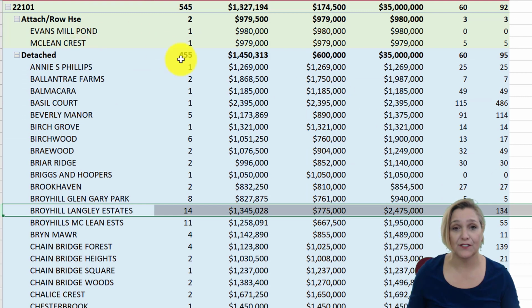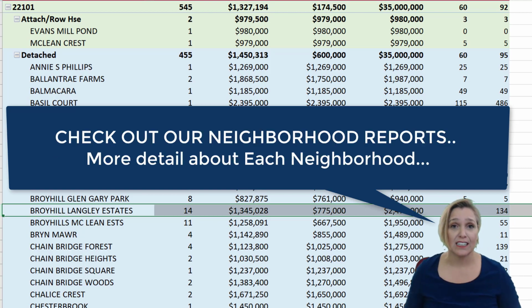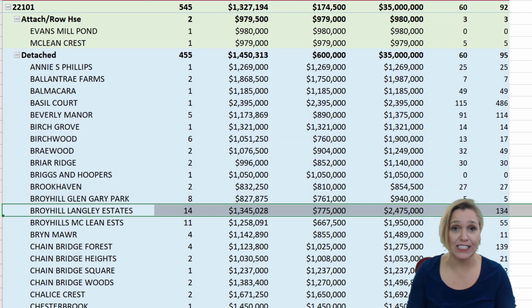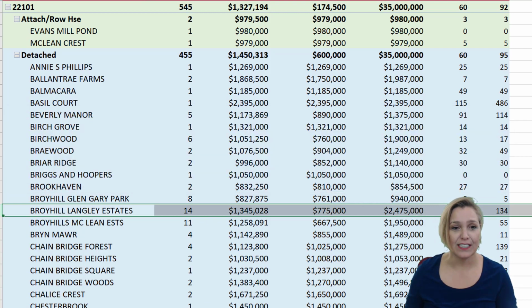So we're going to provide you with all of this information, so when you download it, you'll be able to quickly find the neighborhood that you're interested in or the neighborhood that you live in. And then we can provide you with additional information. We do have neighborhood reports where you can get not only this past year but yearly statistics, as well as a breakdown of the addresses and more details. And if you wanted to see additional details such as pictures, so you can see the condition of the property and the flow of the property, we can certainly provide you with that as well.